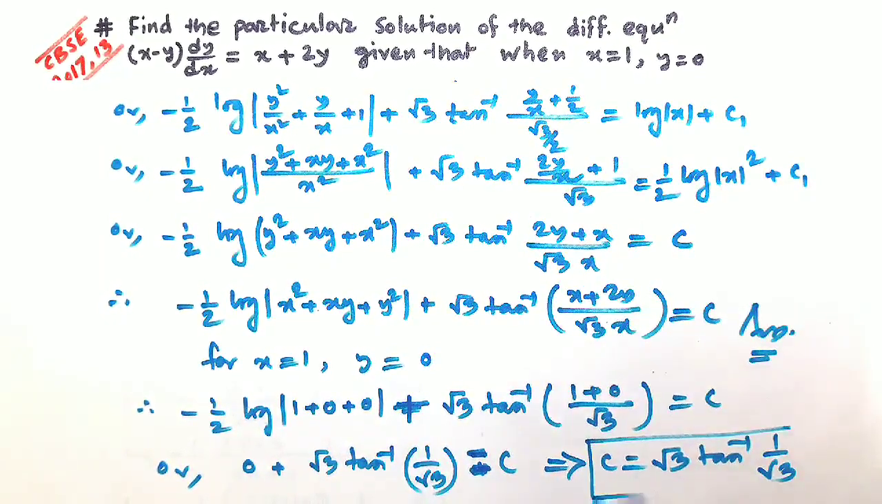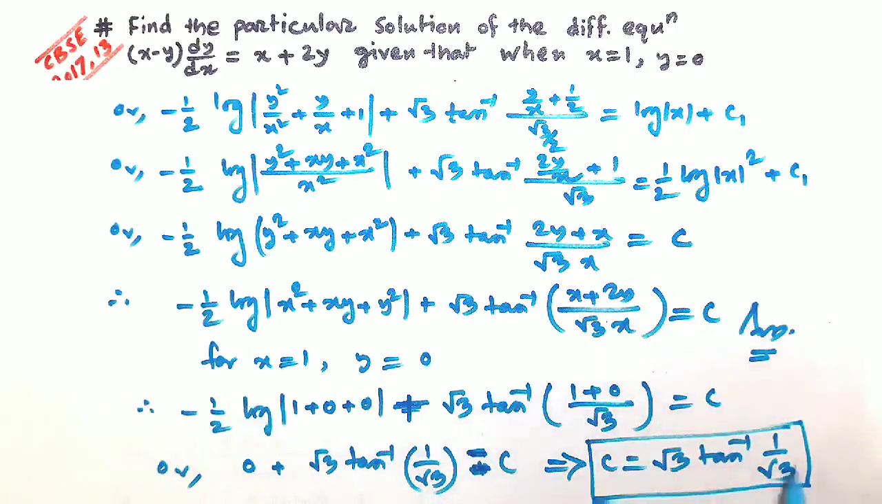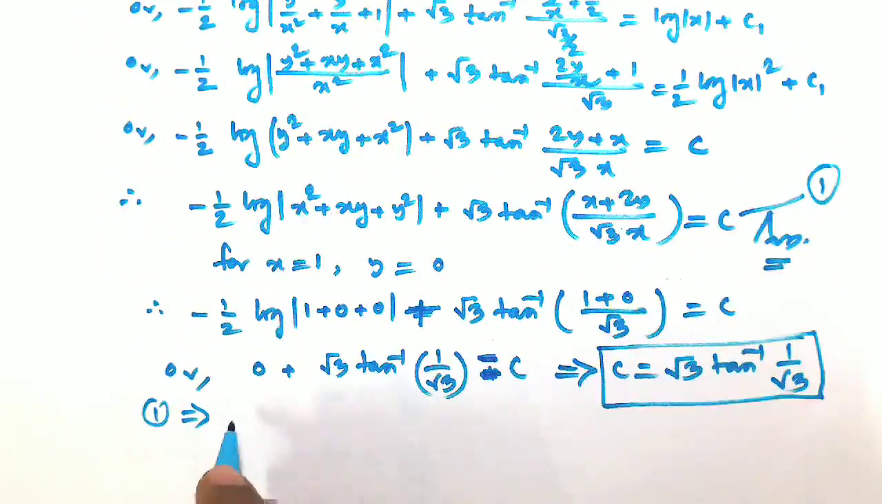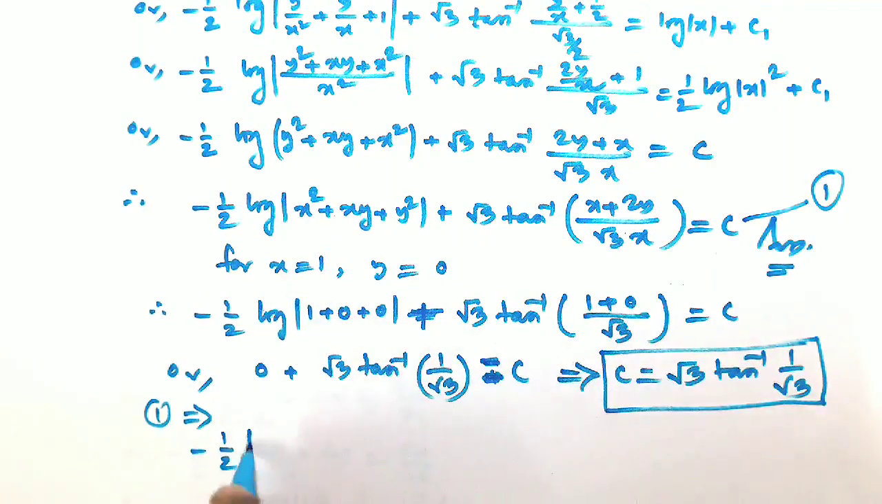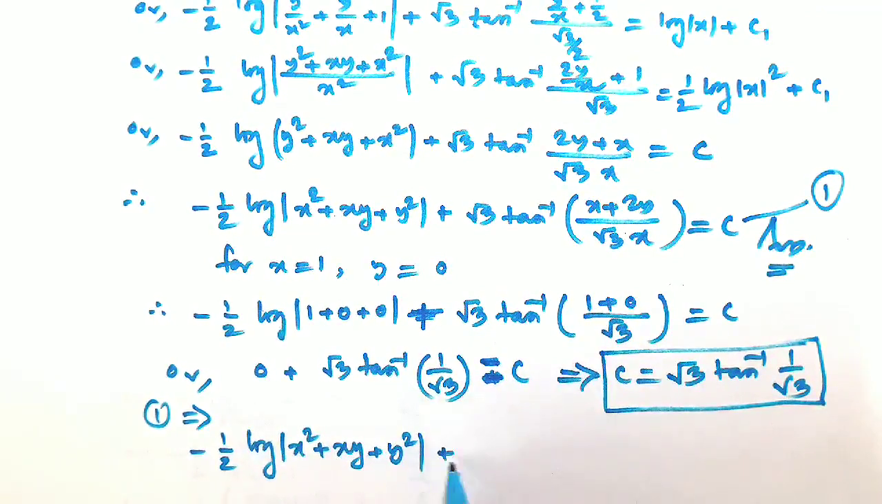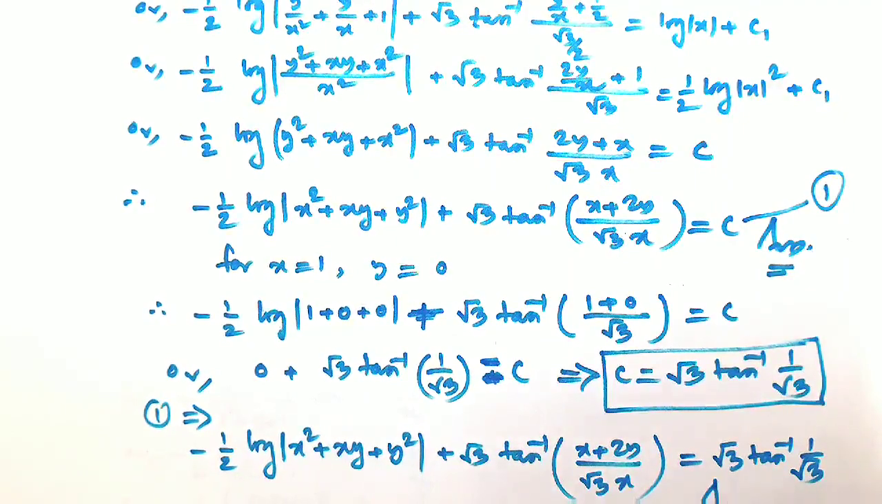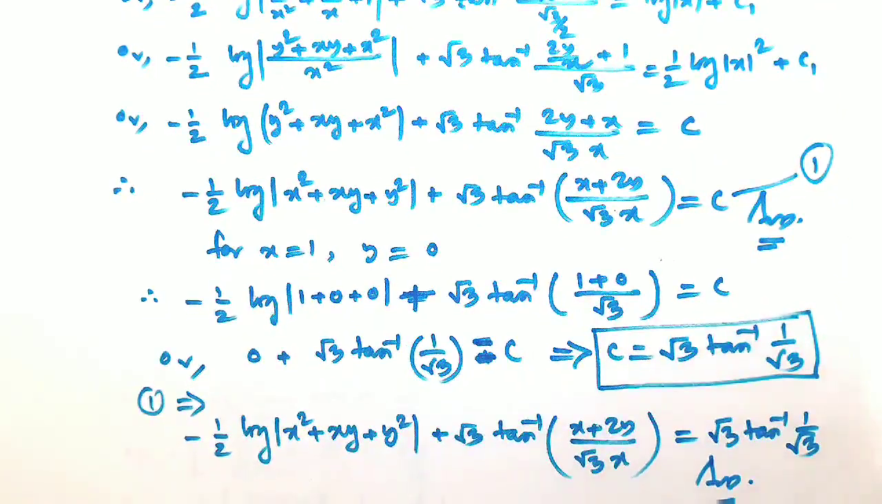So you can now replace this c by this constant. So from here, from 1, we can now write, friends, final step is minus half log of x square plus xy plus y square plus root 3 tan inverse x plus 2y divided by root 3x is equal to c. C is equal to root 3 tan inverse 1 upon root 3. Hence the result, final result. So friends, this question is for 6 marks.